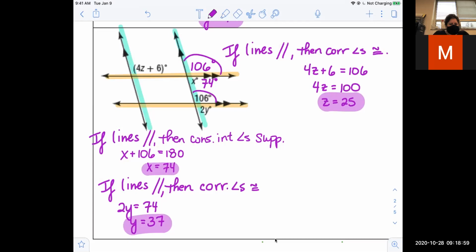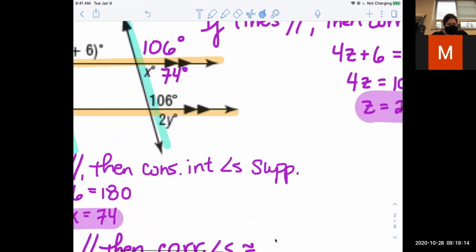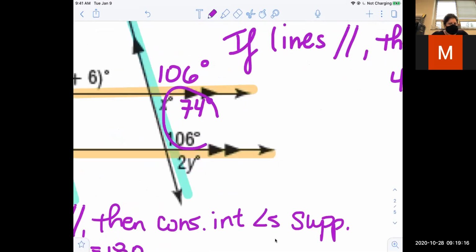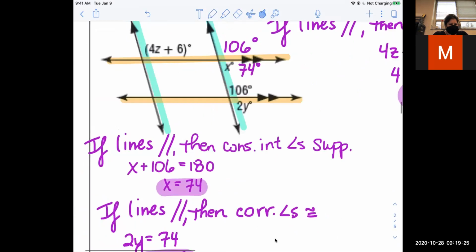Okay, and then to find Z, those are also corresponding. Right, and then to find X, I used consecutive interior angles are supplementary because those two angles add up to 180. Once I moved that 106 up there, you could have had a different reason here. Sometimes you might have a different reason that's also correct with these problems. What would be another way of knowing that that's 74?